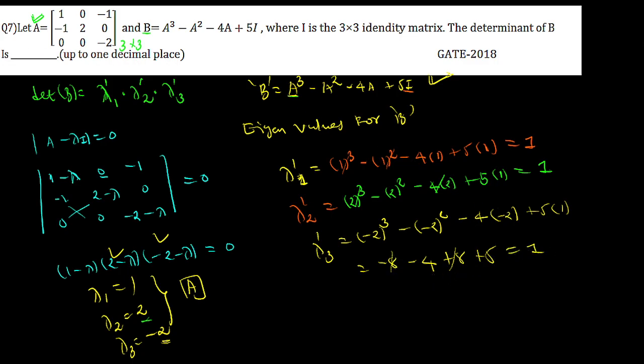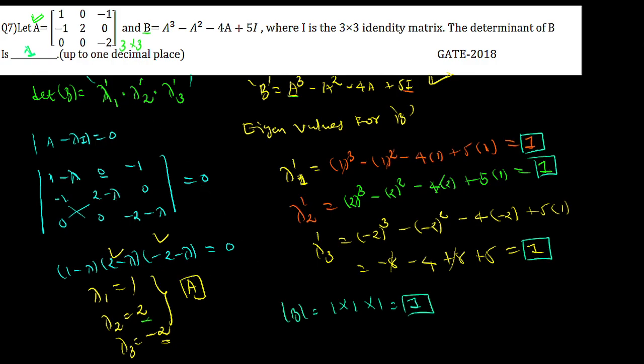So the three eigenvalues for matrix B are 1 as the first eigenvalue, 1 as the second, and 1 as the third. Now we have to find the determinant, so simply we have to multiply these three eigenvalues. The determinant of matrix B is nothing but the multiplication of these three numbers, and yes, the multiplication is 1. So the determinant is 1 for matrix B, and we simply put 1 here.